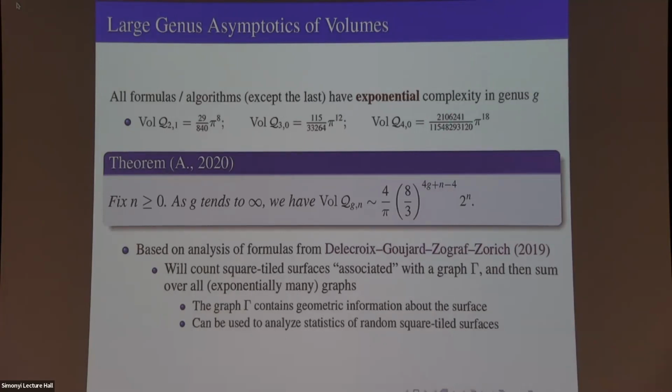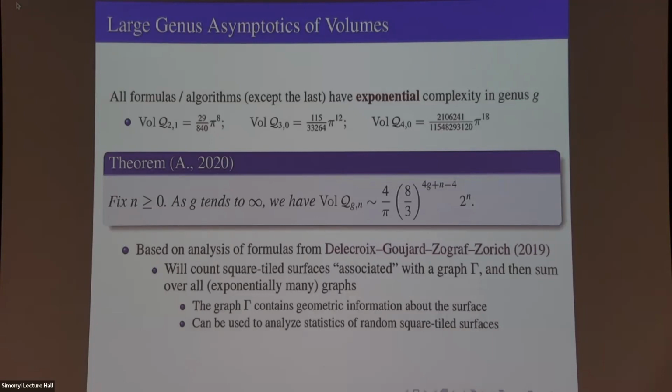So all of these formulas or algorithms have some sort of exponential complexity in the genus G, which is why you expect them to be fairly intricate. Now I want to send G to infinity.